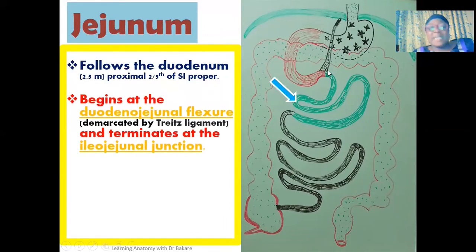The jejunum begins at the duodenojejunal flexure. This is the duodenojejunal flexure. There is a flexure, a bend that is seen around the region where the duodenum becomes continuous with the jejunum, and this is called the duodenojejunal flexure. This is the region that demarcates the beginning of the jejunum, and the jejunum finally terminates at the ileojejunal junction, and this is the ileojejunal junction.